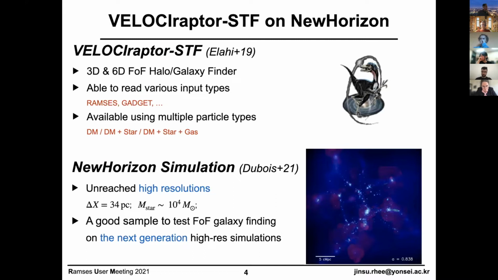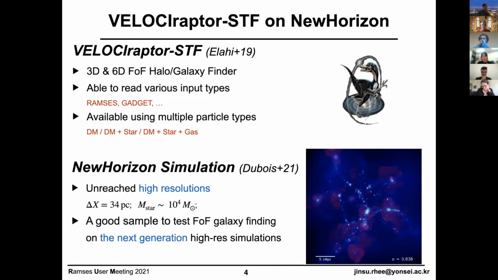For the 6D galaxy finder code, we use VELOCIraptor STF. The code finds 3D and 6D FOF halos or galaxies and is able to read various input types from Ramses, Gadget, and other data types. The code provides multiple types of searches, for example, using both or either of dark matter particles and gas data. For the sample simulation, we use the New Horizon simulation data.